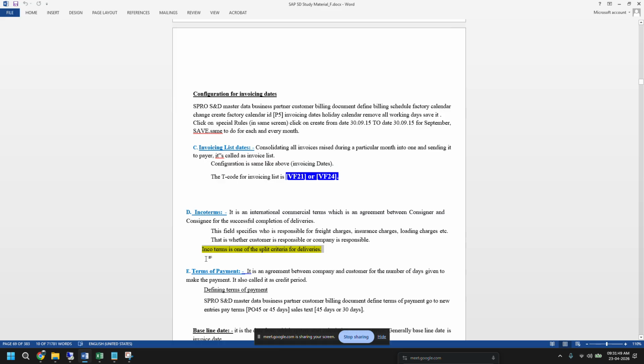If the encode terms are different for two different orders, then you cannot combine those two orders into a single delivery. The system will show you an error that the encode term is different for both the orders. Okay.